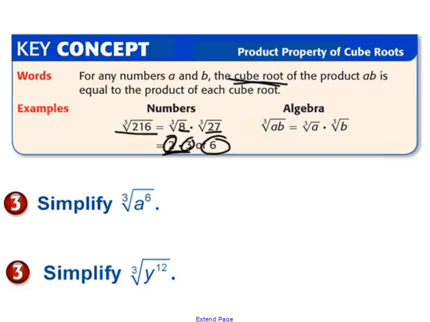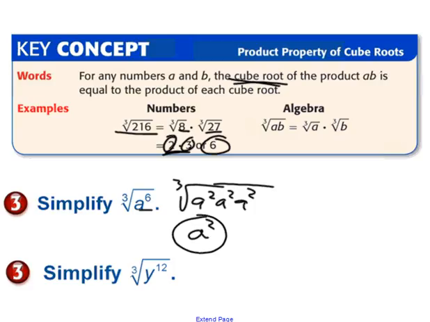All right, so let's go through some of those. I've got the cube root of a to the 6th. I'm going to break down a to the 6th as a squared times a squared times a squared. 2 plus 2 plus 2 would be 6. And so the cube root of a to the 6th is a squared.